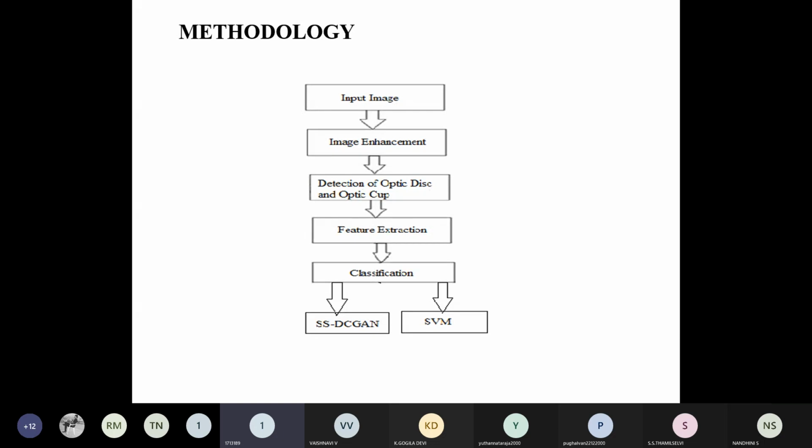Methodology. First, we are giving our input image. Then we are pre-processing our image and finding the optic disc and optic cup, and we are going for feature extraction, and finally we are using an algorithm. Next.